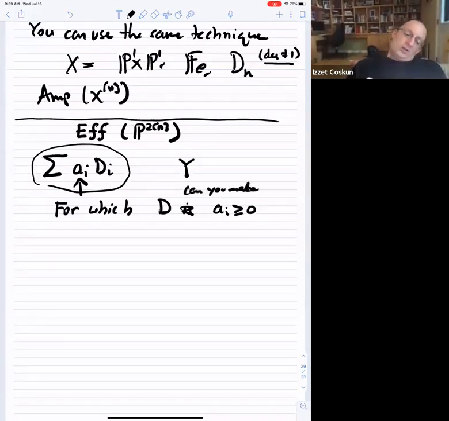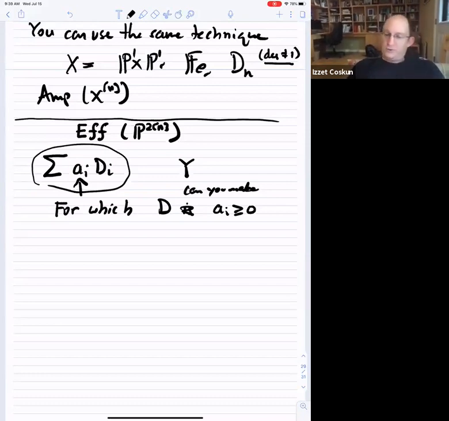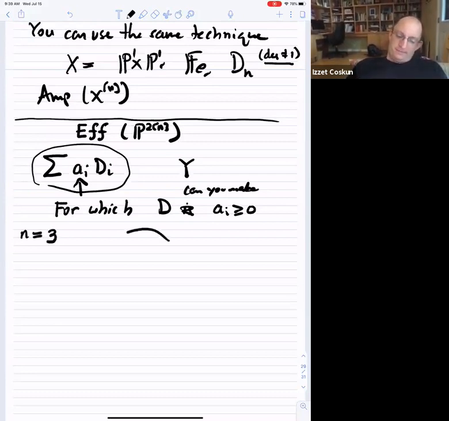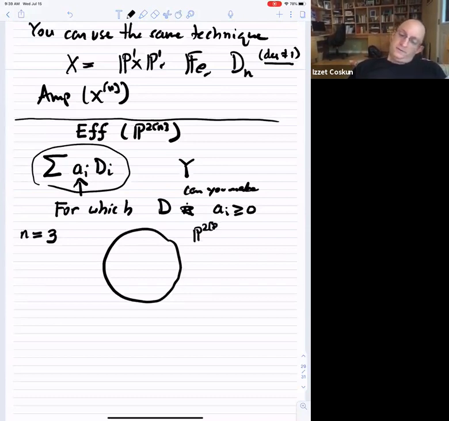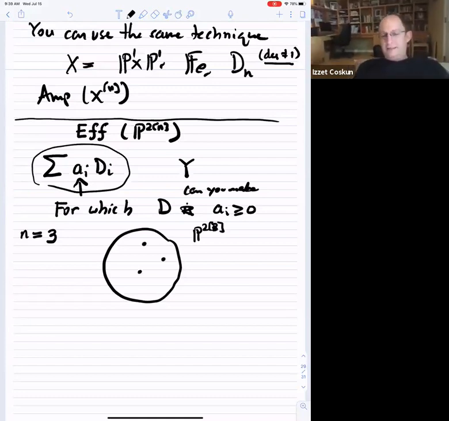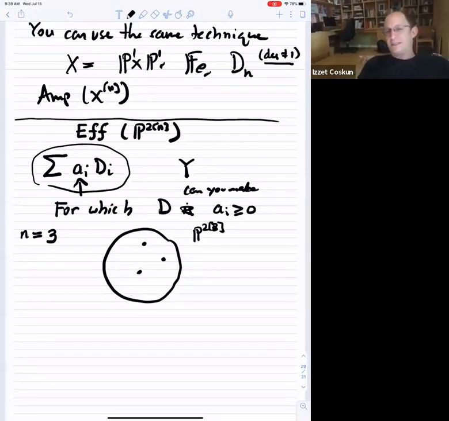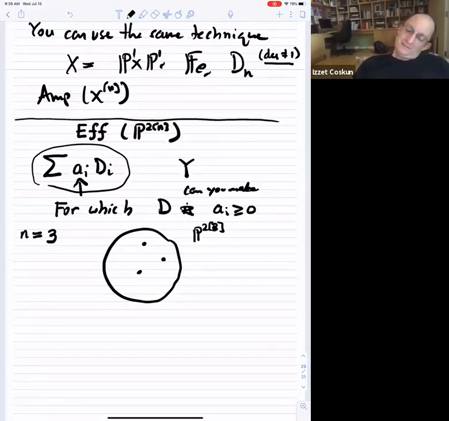Okay, so let me ask you, in the case of P^{2n}, this is a fairly concrete question. Maybe let's do a few examples to see what we're talking about, right? So let me start with n equals 3. This is P^{2·3}, right? Say that I have 3 points. What divisorial conditions can you put on these 3 points? What's the most special position? What is the most special divisorial condition?